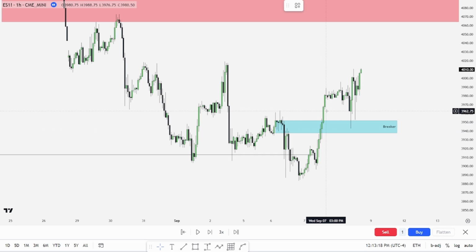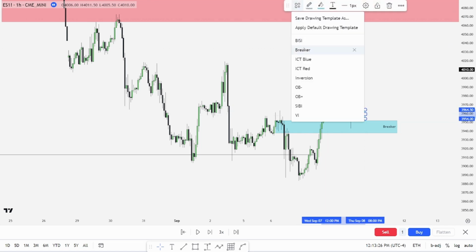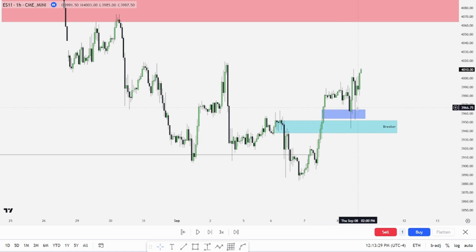Then you have fair value gaps within here that overlap, which, if you've watched the previous videos that I put out about the unicorn setup, this is a perfect unicorn setup. If you haven't watched that, go watch it, and it'll make more sense. We dip down into here.